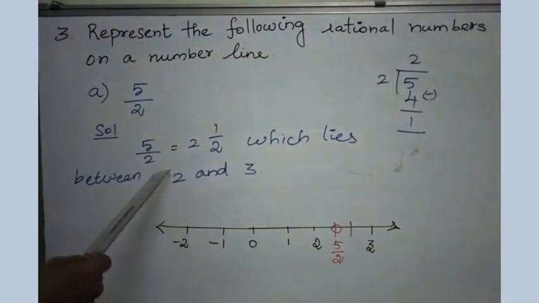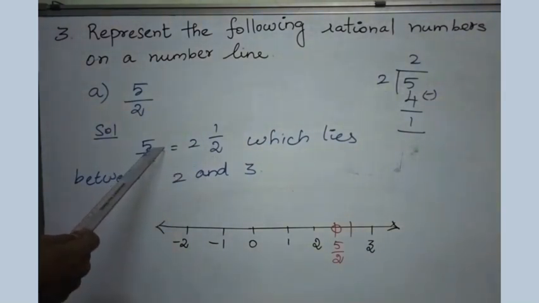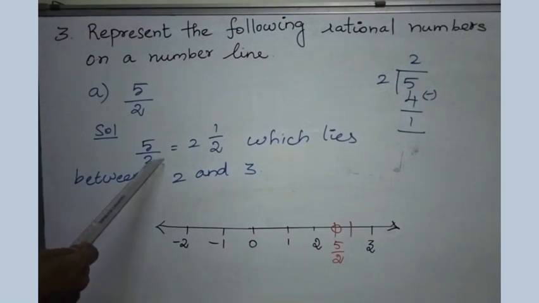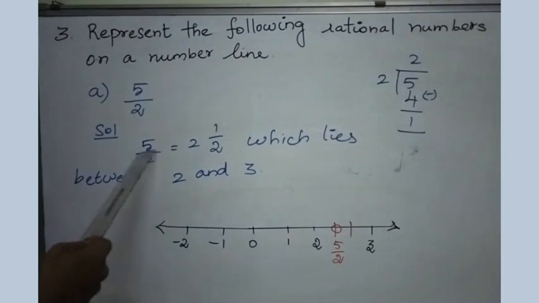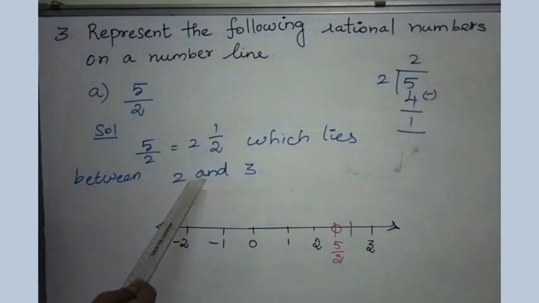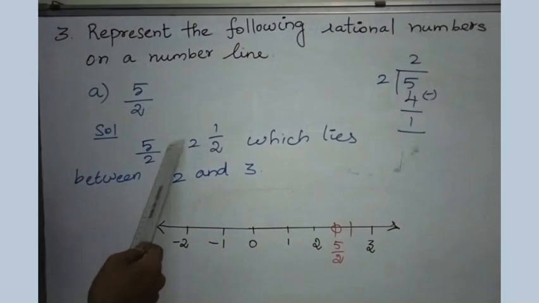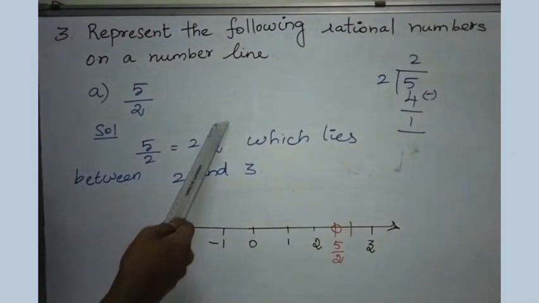Okay, so 5 is the biggest number, 2 is the smallest number. So the reason we have to divide: 2 is the smallest number, 5 is the greatest number. So the part amount is less than the total number, so we have to write in this way. Clear? So we have to divide and get the answer 2 1/2.